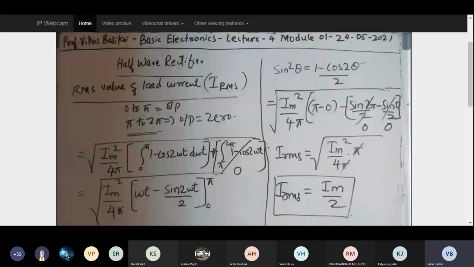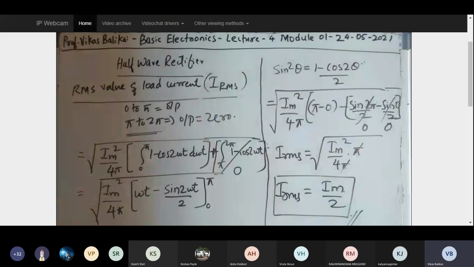So basically I can say that the RMS value contained after the rectification process in the half wave rectifier is maximum current by 2. So this is my derivation with respect to IRMS. I hope this is clear.